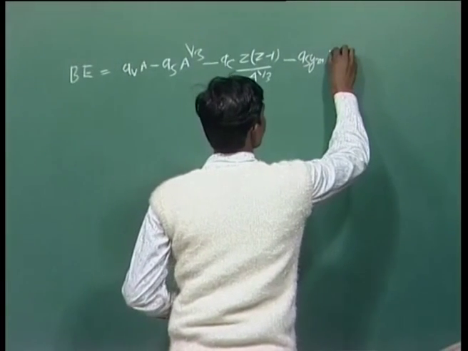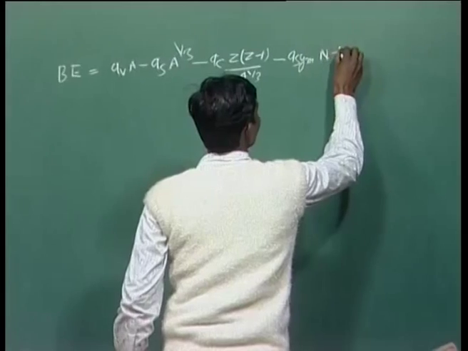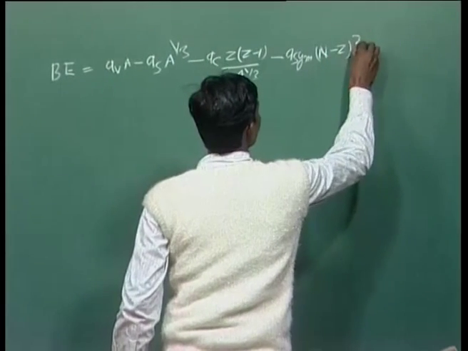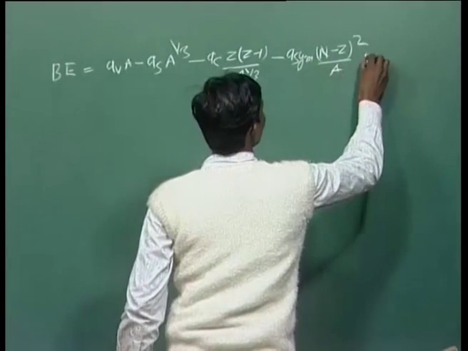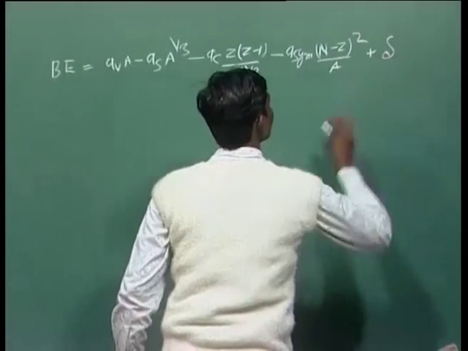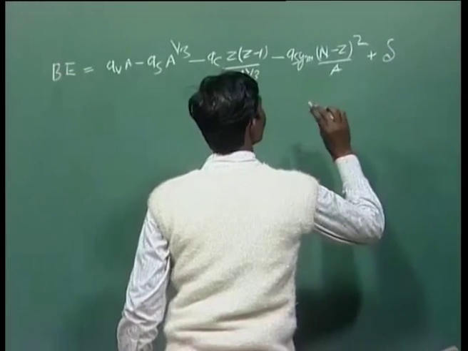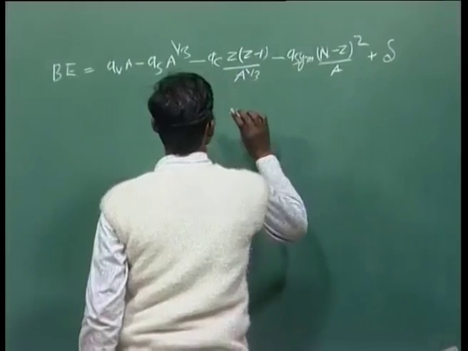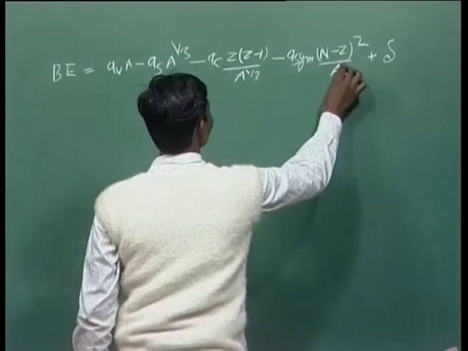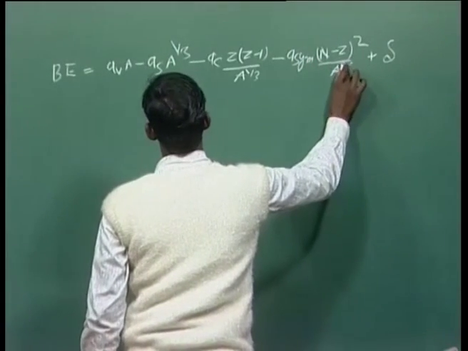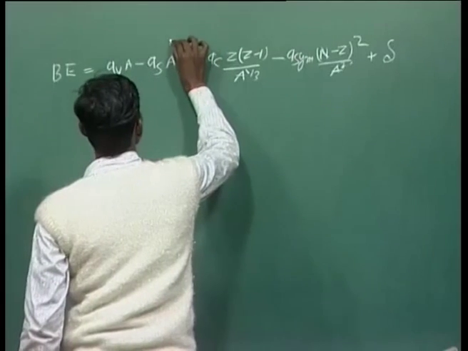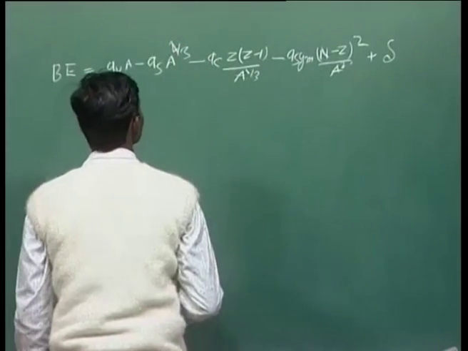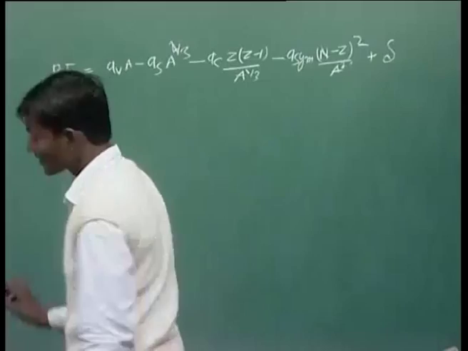Yeah, n minus z. The correction is the second term, surface term, not that. That is all right. The surface term. Correct. Okay, good. Thank you.